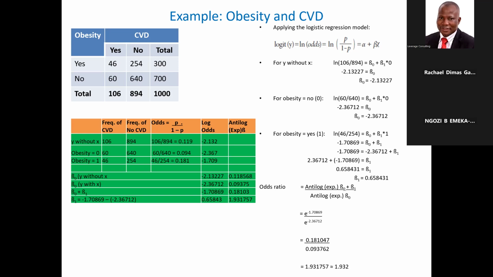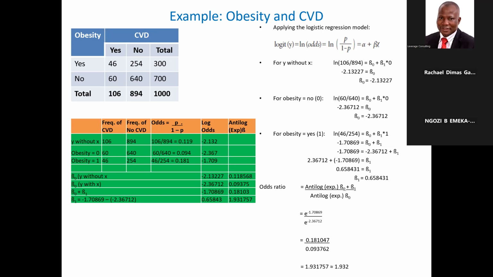I just want you to at least understand something before we go on. At least pick something. If we look at that equation, we say logit of Y, which is the natural logarithm of odds, which is the natural logarithm of P over 1 minus P. Now, for Y, there are three scenarios here.